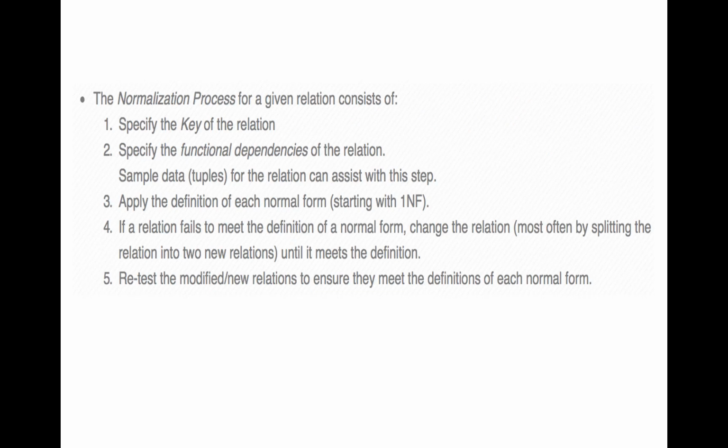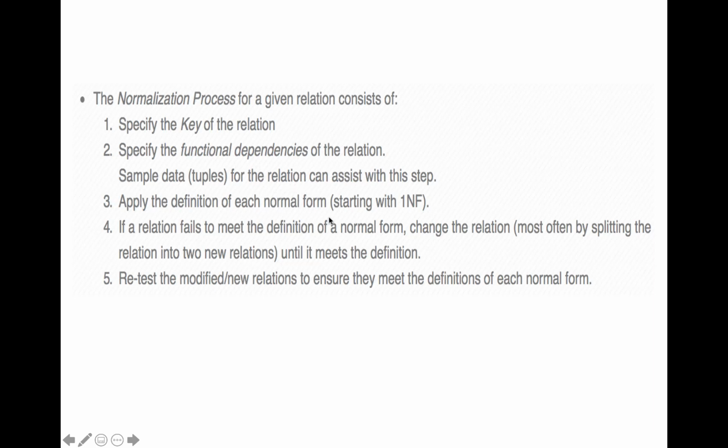So what is the normalization process? How do we apply it to a given relation? First step, you have to identify the key in a relation. Then you have to specify the functional dependencies. If you have some tuples, some data, it will help you figure out the functional dependencies you have in a relation.